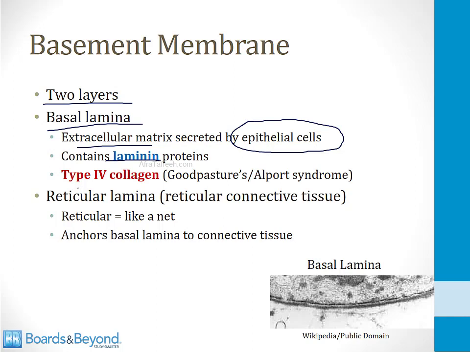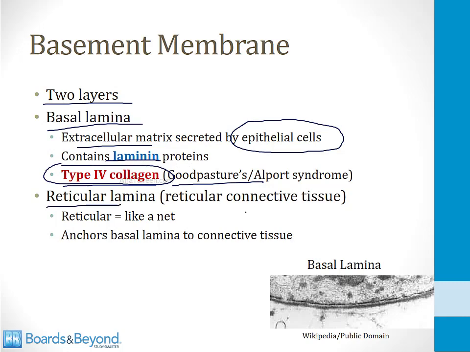In addition, you can find lots of type 4 collagen in the basal lamina, and it's high yield to remember this because there are a number of diseases where type 4 collagen is abnormal, and that's what causes the disease. So for example, in the videos in the renal section on the nephritic syndrome, I talk about Goodpasture syndrome and Alport syndrome, and these are both related to abnormalities of type 4 collagen found in the basal lamina of the basement membrane.